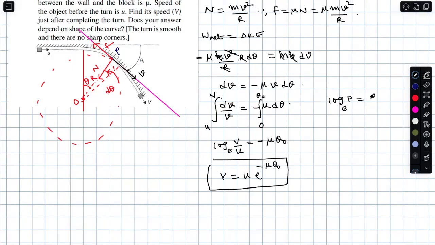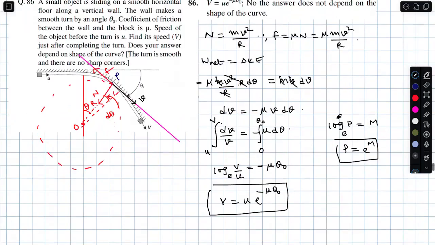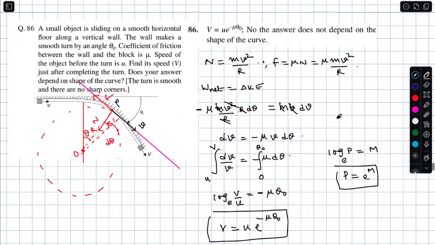Log p equal to m, for example, p can be written as e power m. Same thing. So your function is u e power minus mu theta naught. I've simply applied the work energy theorem, not for the full length of the path, but for a small elemental part of the path. That's all. Okay, so go to your class.